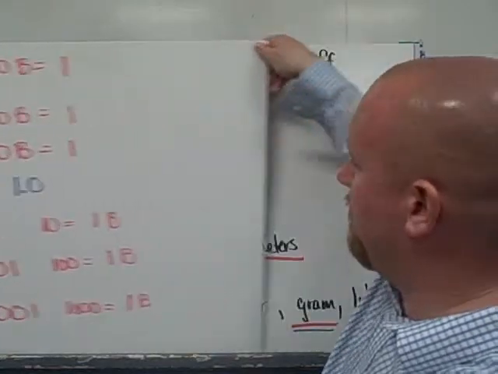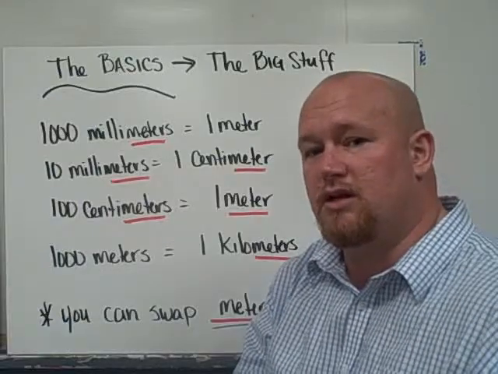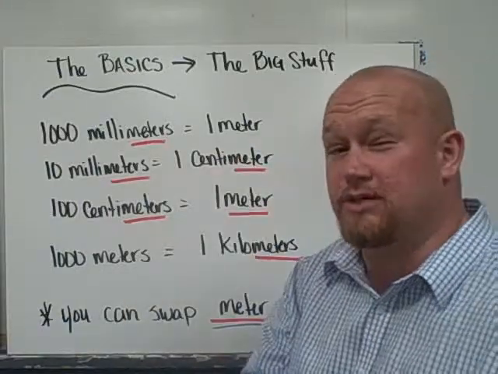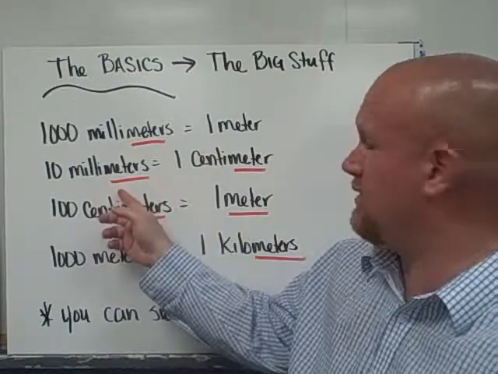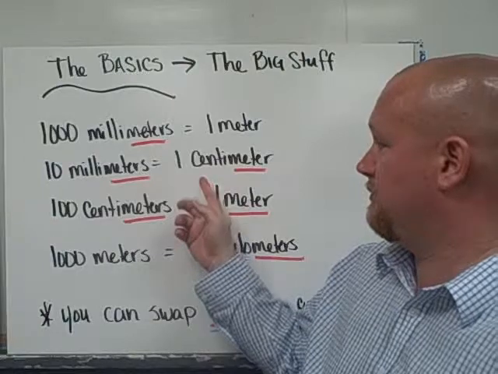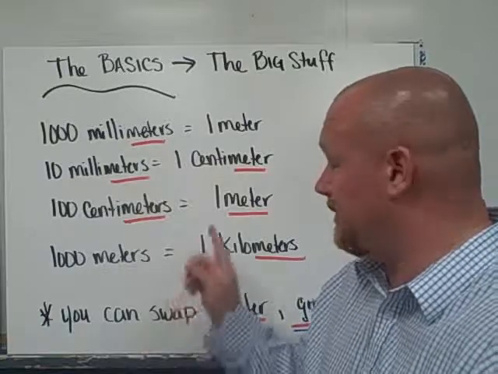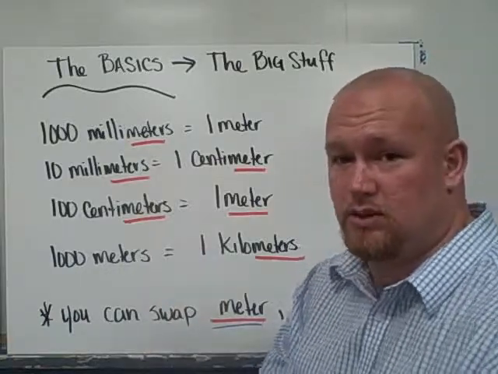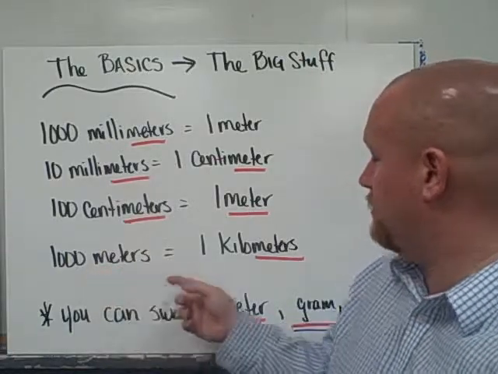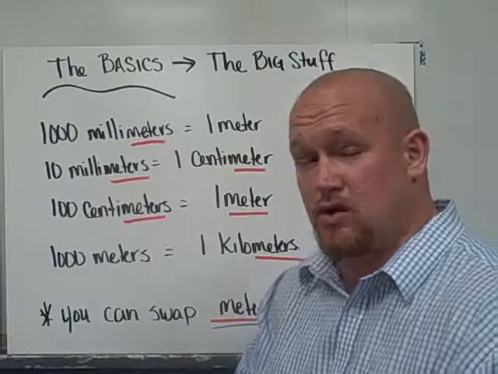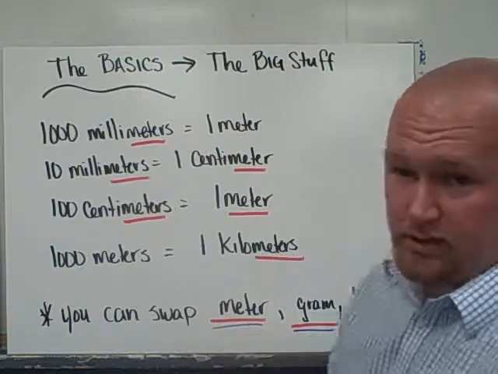In 5th grade, the big ones that you need to know: you need to know that 1,000 millimeters equals a meter, or 1,000 milliliters equals a liter. You need to know that 10 millimeters equal 1 centimeter. You need to know that 100 centimeters equal a meter, and 100 centiliters equal 1 liter. And you also need to know that 1,000 meters equals 1 kilometer, or 1,000 grams equals 1 kilogram. I made a note down here that you can swap out meters, grams, and liters.